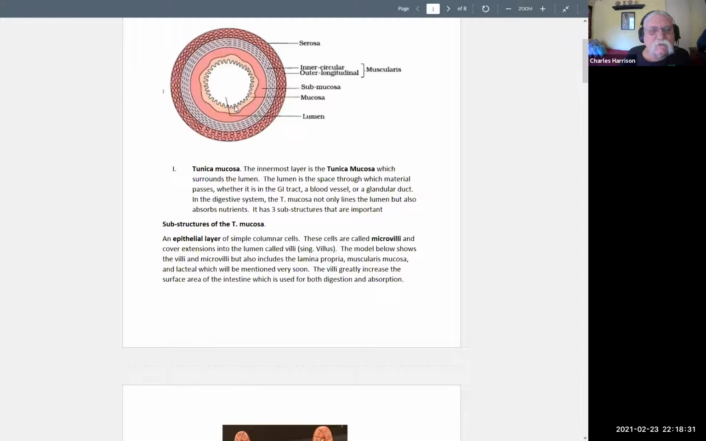These invaginations, infoldings, I called them cogs a moment ago, cogs of gears. These things stick into the lumen. They're called villi, V-I-L-L-I. It'll be written for you in a second. And the villi absorb nutrients. They greatly increase the surface area of the wall of the lumen.